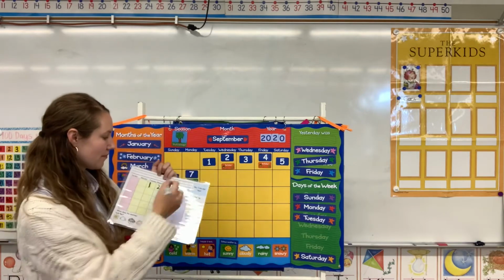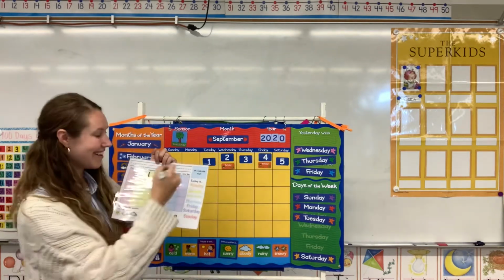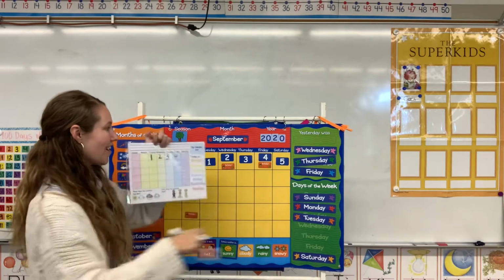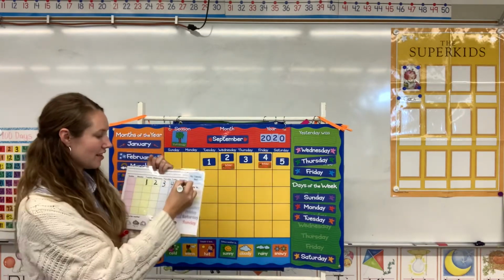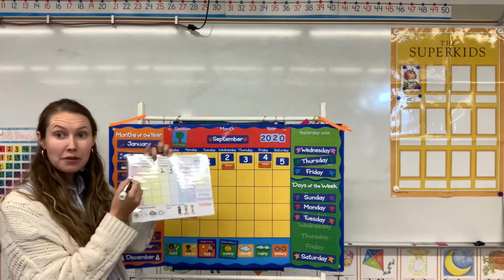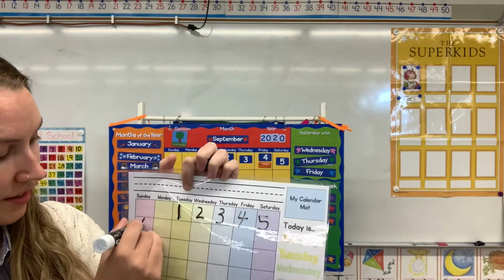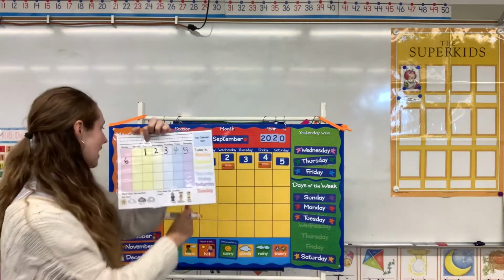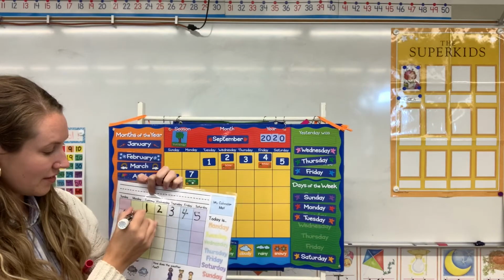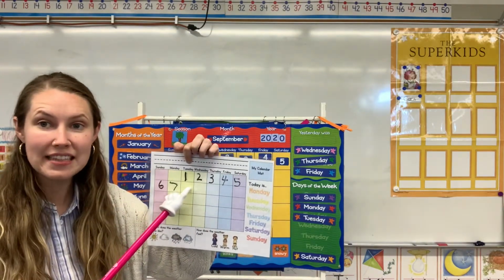3, 4, 5, 6. Now I'm going down to the second line and starting all the way over on the left. 7. And now today we will need to add today's date next.